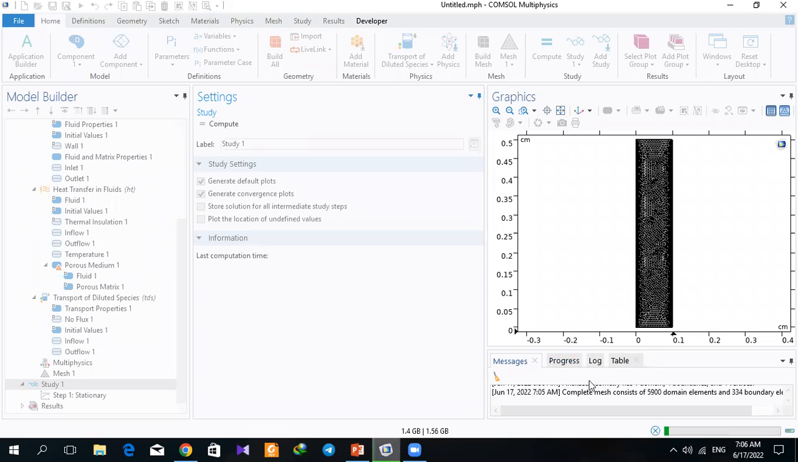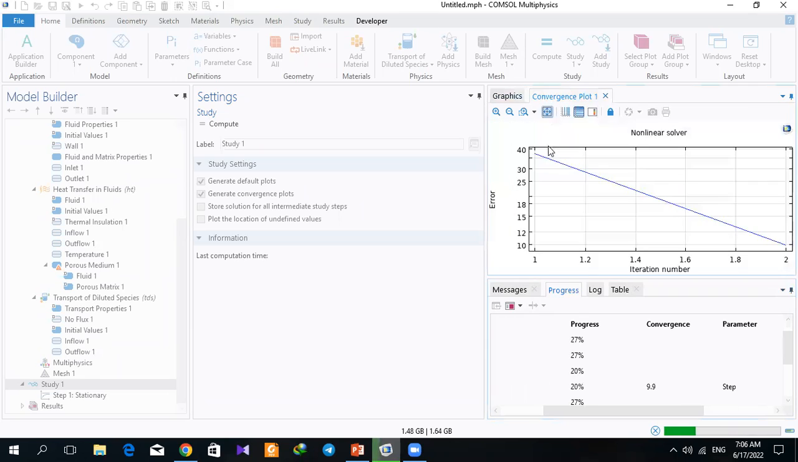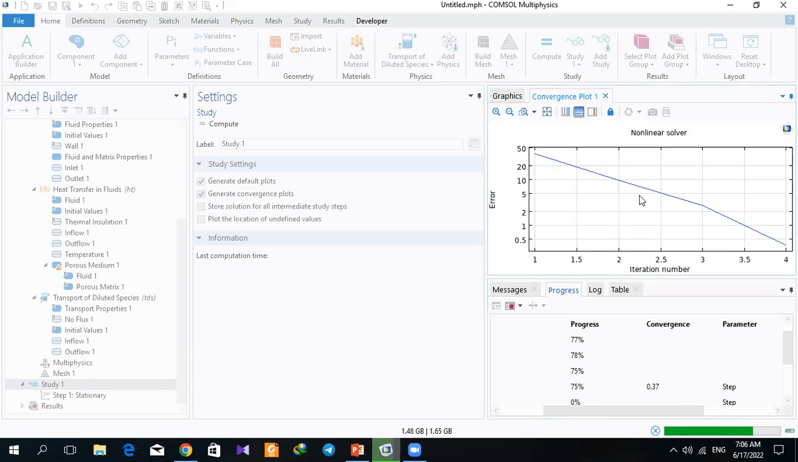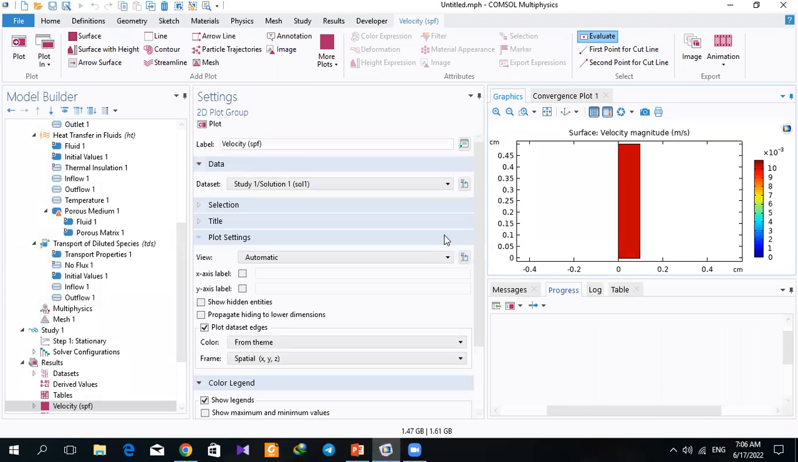Okay, when you're just starting your simulation, it takes time. You can see what is the progress of your simulation here. Here you can see the conversion of your system. This graph should be like this, and it should be reduced to a specific value that shows that your model is converging. Otherwise, it's not going to be converged.